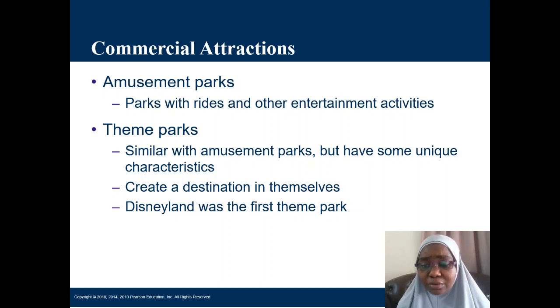Theme parks create a destination for themselves. They have a specific destination and they try to create it. It has a theme, and the destination will be the place where the attractions are for the tourists to visit. For example, Disneyland, which is the first theme park. Apart from Disneyland, now we have different parks all over the world, although Disneyland was the first theme park. So basically, theme parks are more or less like the amusement park, but they also have some other unique characteristics.